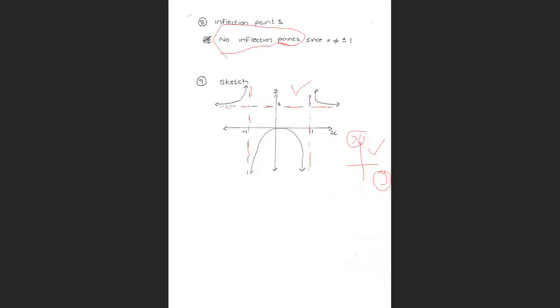There's a concave up from 1 to infinity. There's a concave up from minus infinity to minus 1. And there's a concave down from minus 1 to 1. All right. So look at your concavity.